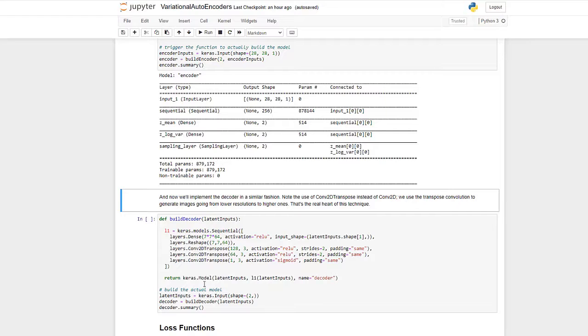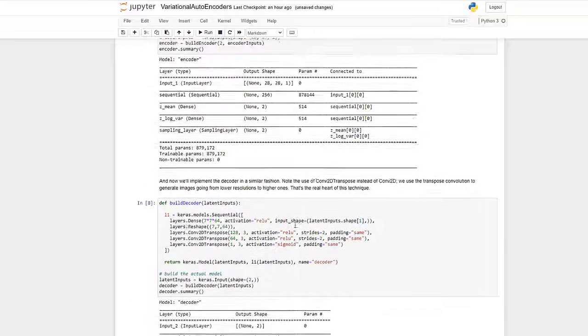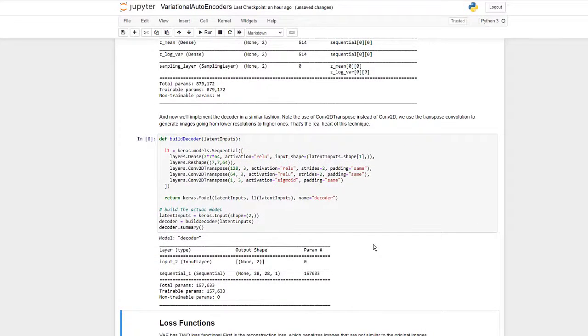All right, we'll return the model. Again, just passing in that model that we called L1 here with the latent inputs being passed into build decoder, and we'll call it decoder. And then we'll actually build it by loading up the input shape there. Again, the shape coming in is just 2 because we created the encoder with a dimensionality of 2 just above us. We'll then call build decoder there and print out the summary of the decoder model. Shift enter. Yep, looks reasonable to me.